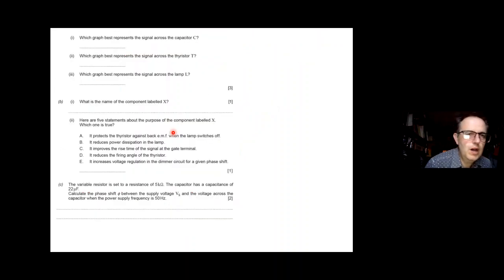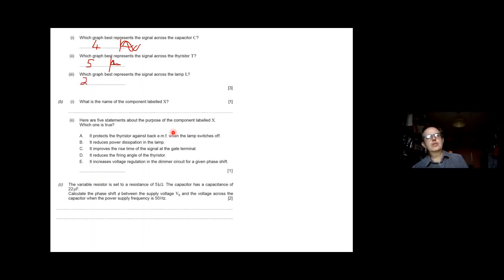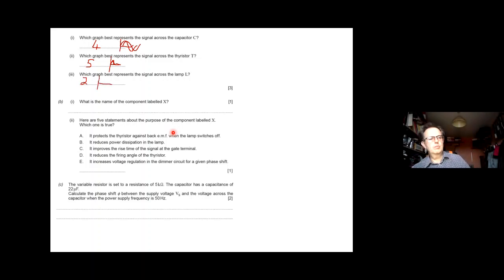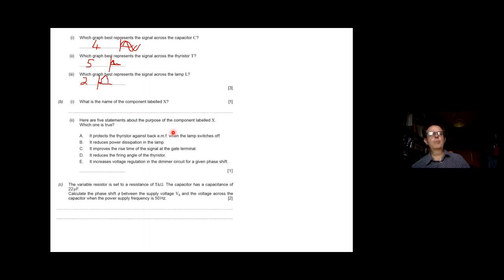If we go back now and look at the answers, the capacitor was 4. So that's the one which shows a little bit of phase difference between them. If the resistance was 0, there would be no phase difference. That's worth noting as well. With a thyristor, that's where voltage follows, when it fires, down it goes. Lamp was number 2. There's the load, which is opposite, basically.